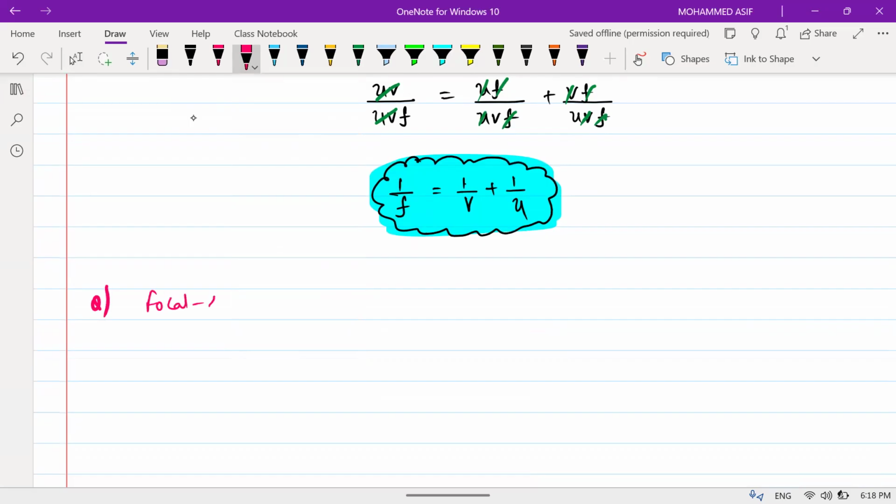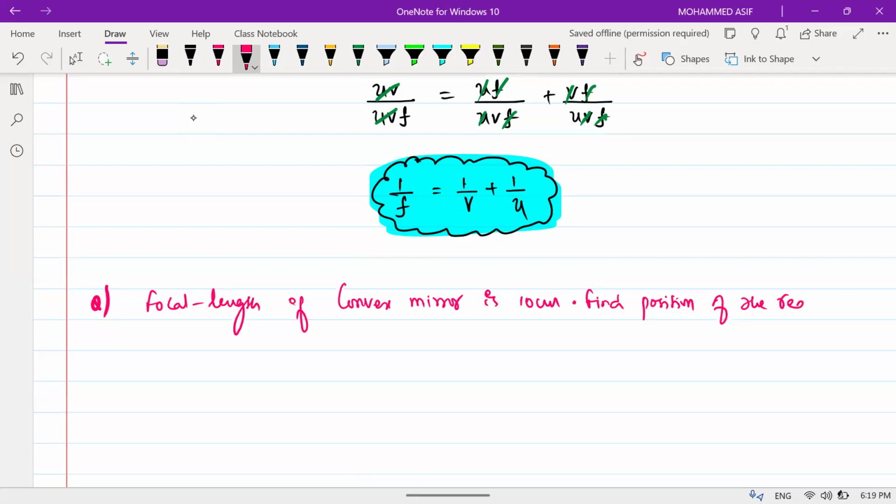Focal length of convex mirror is 10 centimeter. Find the position of real object for which image is 1/3 size of object. So try.